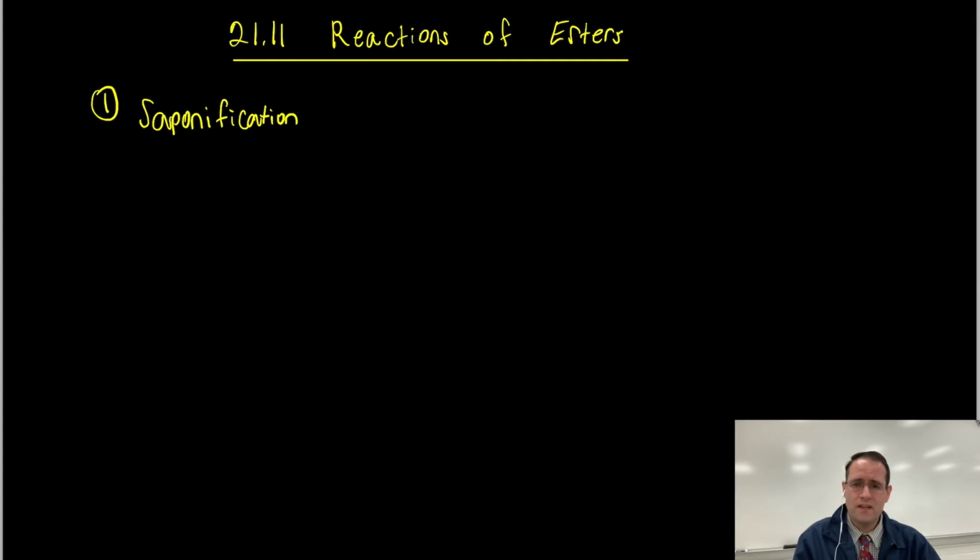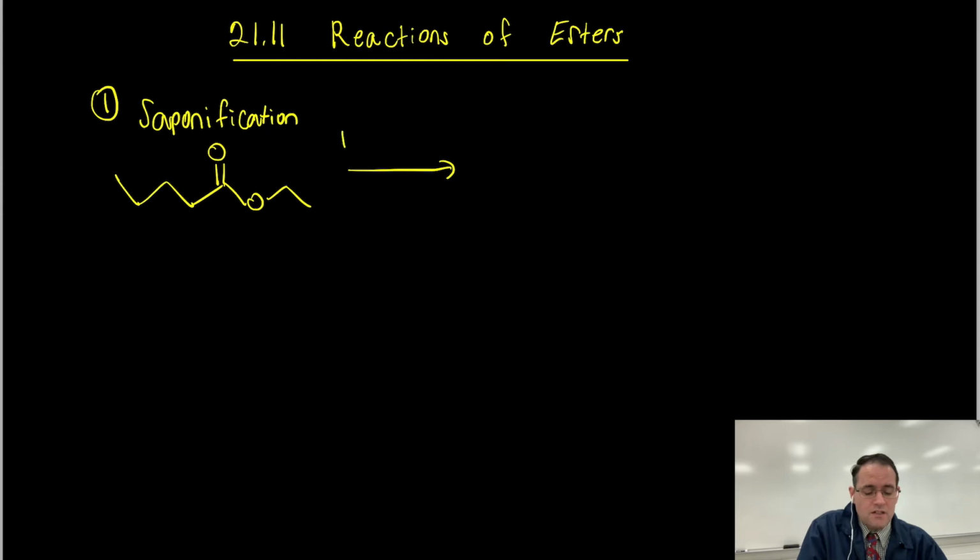Saponification is one way that triglycerides are changed into soap. So let me show you the reaction that I'm talking about here. If you have a long chain carboxylic acid derivative with, say, an ethyl group there, you can do a reaction between this and sodium hydroxide.